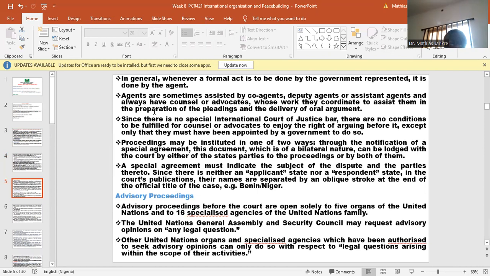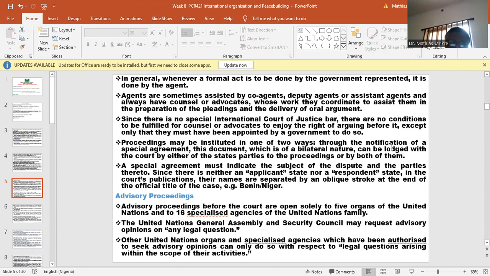Agents are sometimes assisted by co-agents, deputy agents or assistant agents, and always have counsel or advocates whose work they coordinate to assist them in the preparation of the pleadings and the delivery of oral argument. Since there is no special International Court of Justice bar, there are no conditions to be fulfilled for counsel or advocates to enjoy the right of arguing before it, except only that they must have been appointed by government to do so. Proceedings may be instituted in one of two ways.